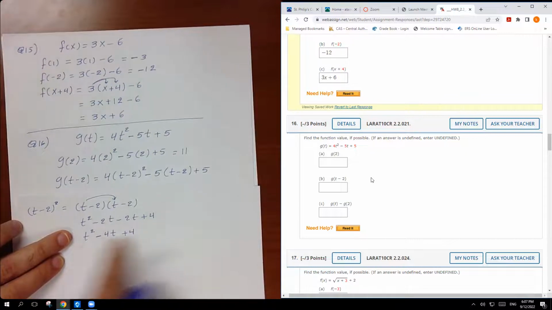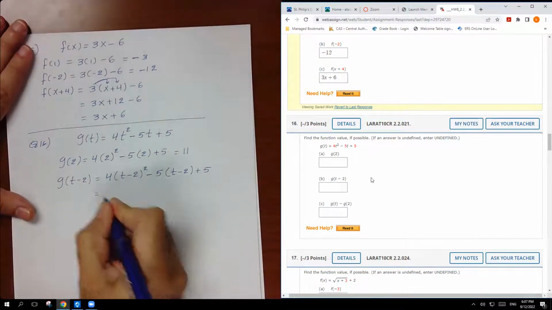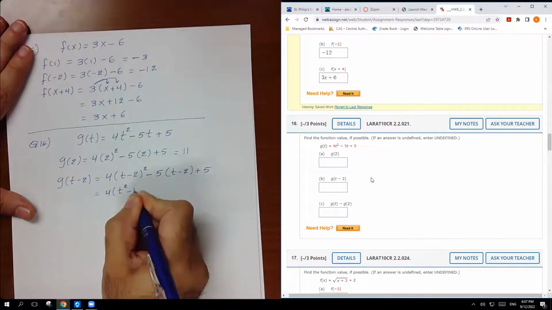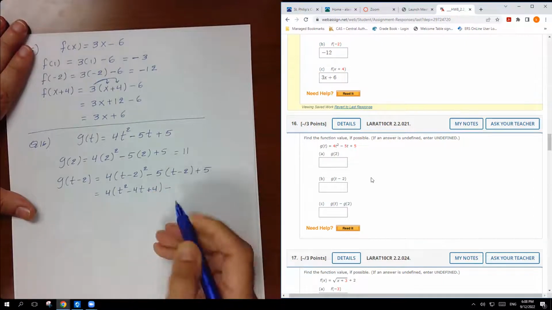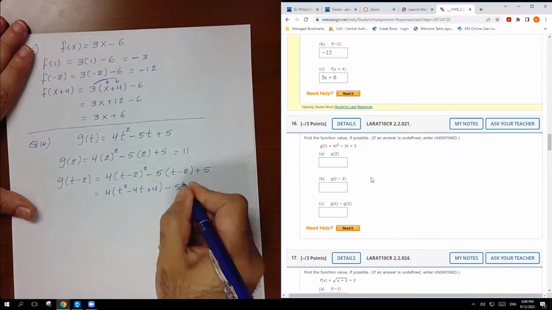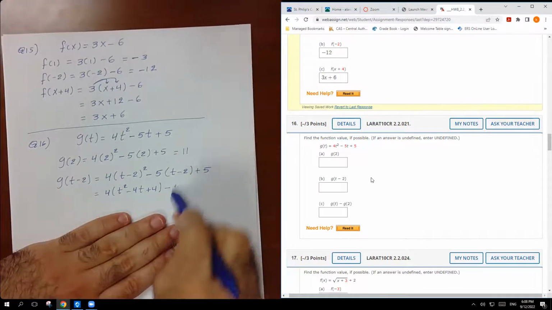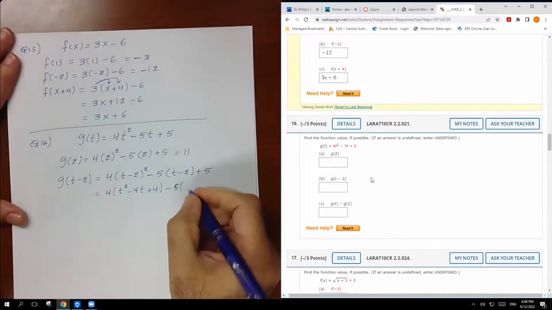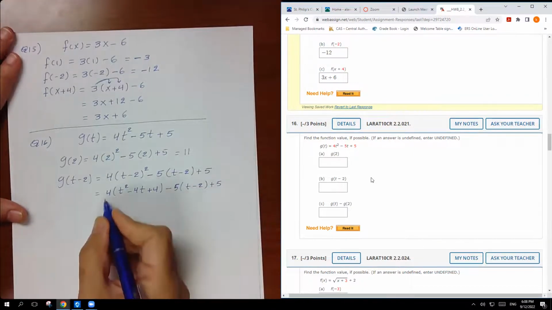So I'm going to write down everything here instead of t minus 2 squared. That means this one is going to be equal to 4 times t squared minus 4t plus 4, minus 5 times t minus 2, plus 5. I'm not going to distribute the 5 yet. I'm going to distribute in the next step. Now I'm going to distribute here.